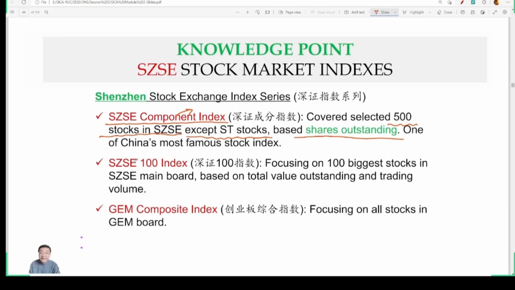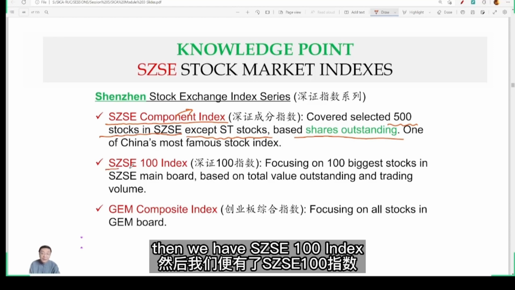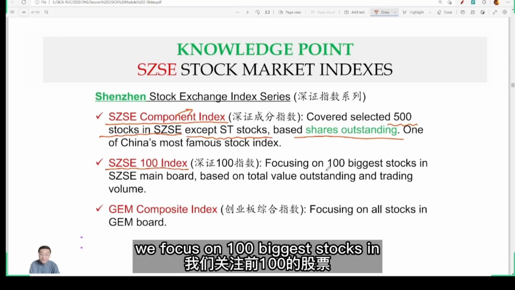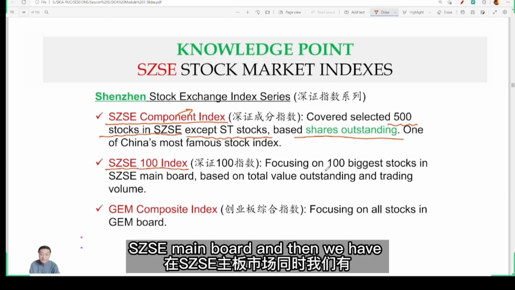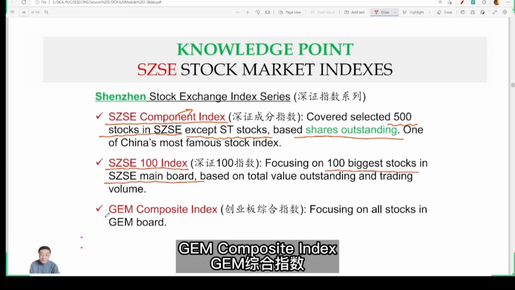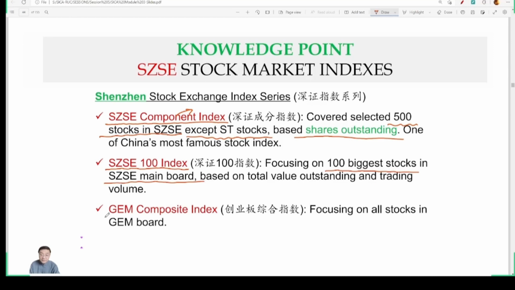Then we have the SZSE 100 Index. We focus on the 100 biggest stocks in the SZSE main board. And then we have the GEM Composite Index. So let me introduce them one by one.